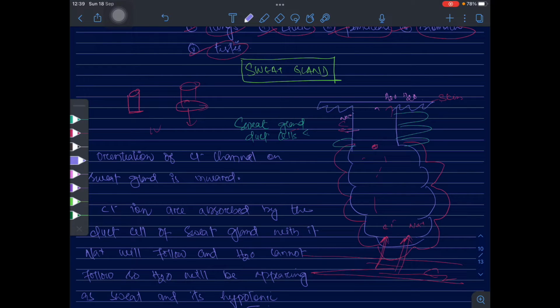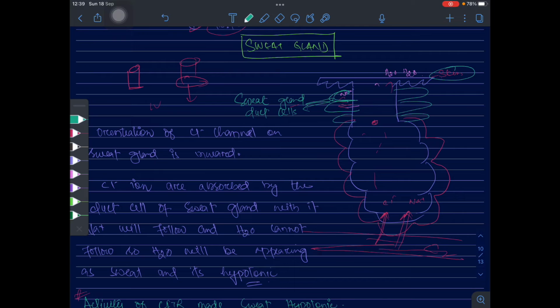These are the duct cells. This is the sweat gland, these are the duct cells, and here is the skin. This is a representative diagram, and here is the circulatory system. Through the circulatory system, different ions like chloride and sodium will be entering. So it will go to the sweat gland, in the duct cell.